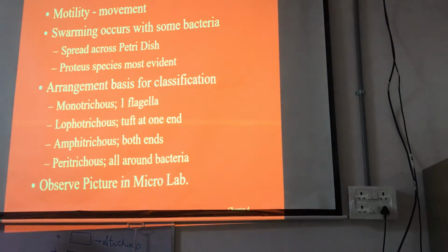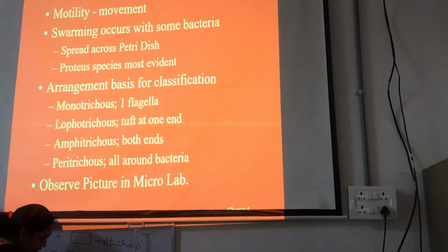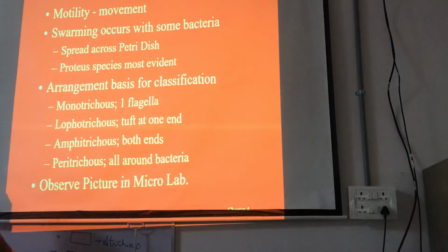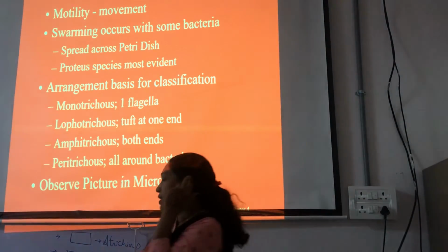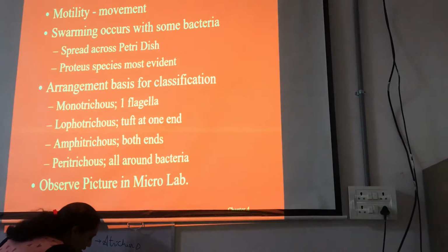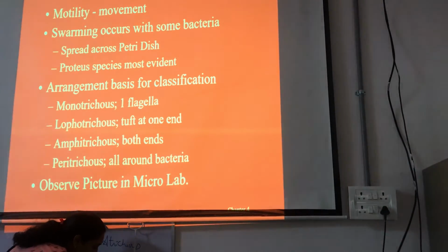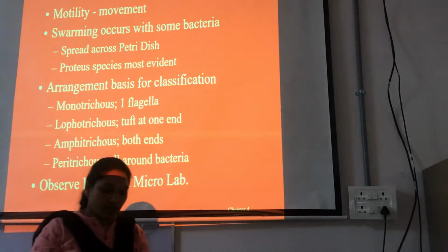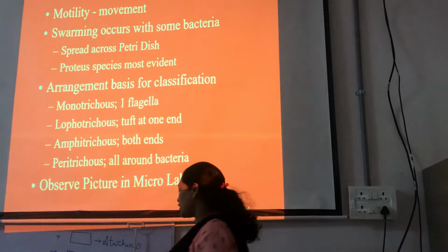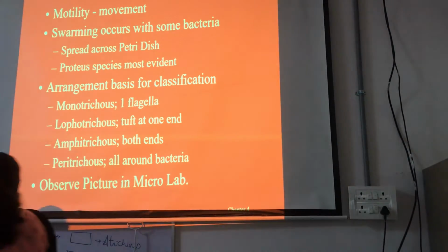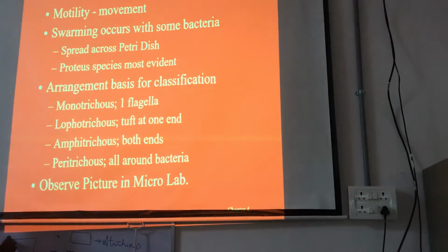And next, amphitrichous. Amphitrichous means if the flagella are on either side, the tuft of flagella on either side, you call it amphitrichous. What is it? Amphitrichous. Amphitrichous flagella, right? Lophotrichous, amphitrichous, monotrichous, and if the flagella are arranged around the cell, if they contain the flagella all around, these are called peritrichous.